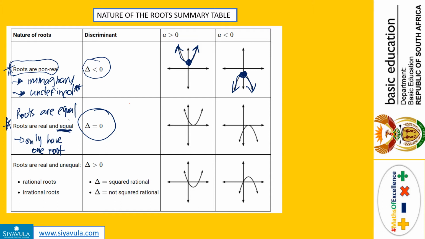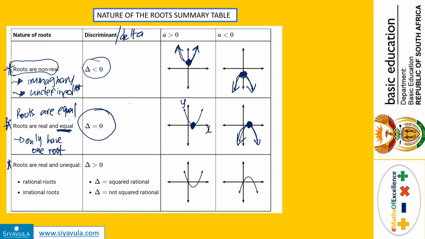Then on the graph, how will you know it's there? You only have one x-intercept at the turning point. Also in this graph, you can see there is only one x-intercept on the graph. This is x, this is y. So there's only one x-intercept. It is when your roots are equal. That is, you only have one root when delta is equal to 0.